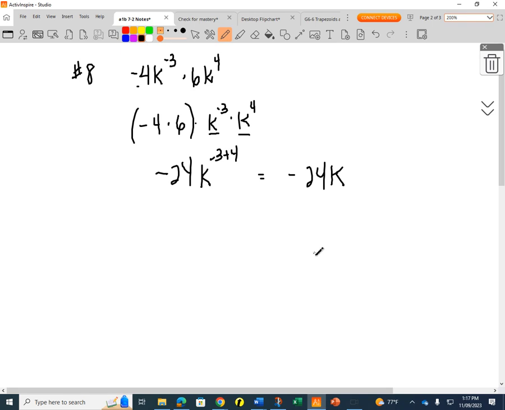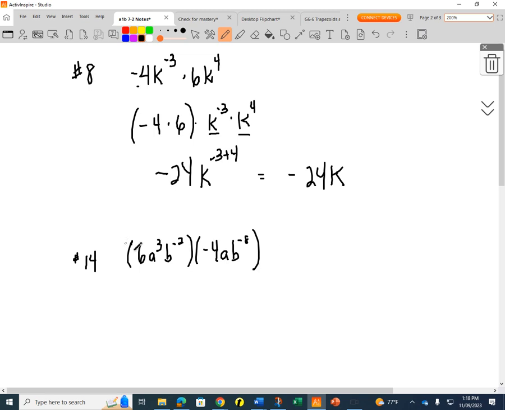Let's do number 14, and then we're going to move on to something new. So number 14 is 6a cubed b to the negative second power times negative 4a b to the negative 8th power.